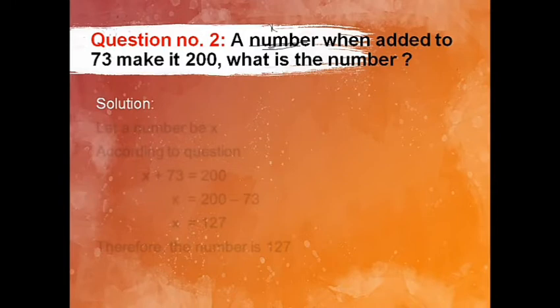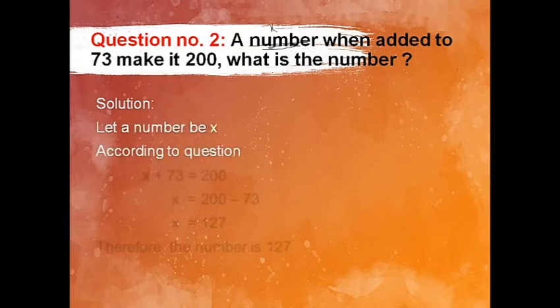So the solution: we will take the number as x. Therefore let the number be x. Then according to the question, a number added to 73 makes it 200. It means according to this statement the equation will be x plus 73 is equal to 200. Now we got the equation. By using this equation we will find the value of x, that is the value of the variable.